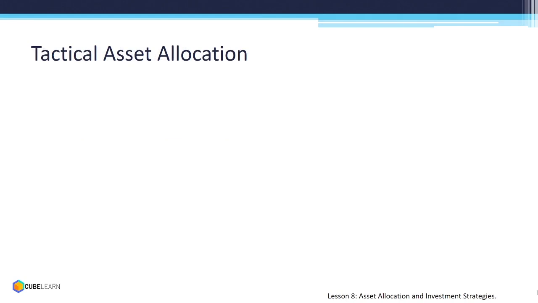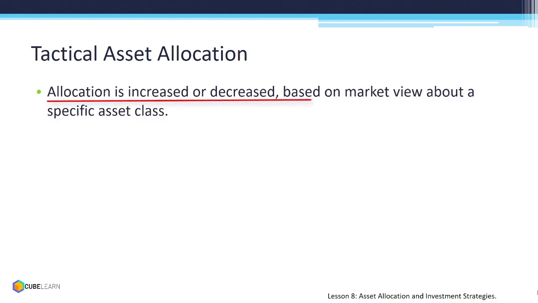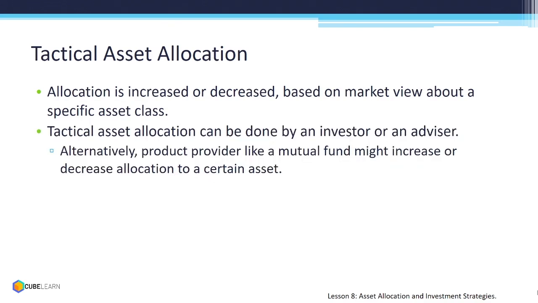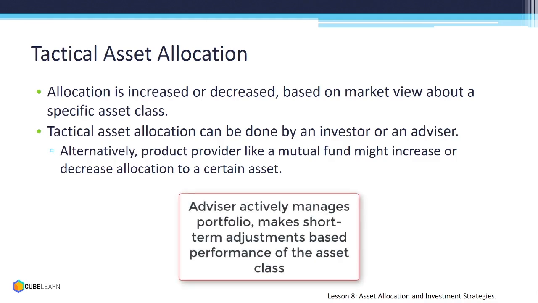Tactical asset allocation. Tactical asset allocation adds or reduces allocation to assets based on a view. For example, if the economy is going through a growth phase and markets are supposed to perform well, then allocation to equity can be increased. In tactical asset allocation, the advisor actively manages the portfolio with the aim of adding value through short-term adjustments based on view on performance of the asset class.